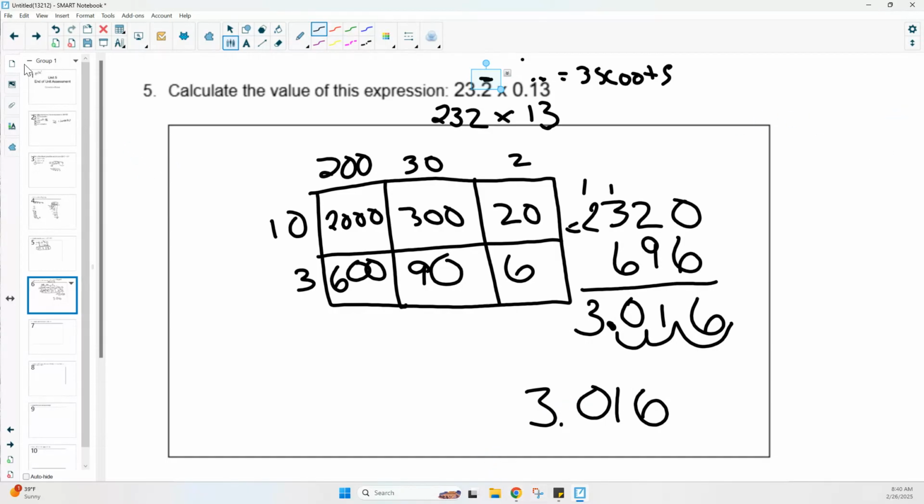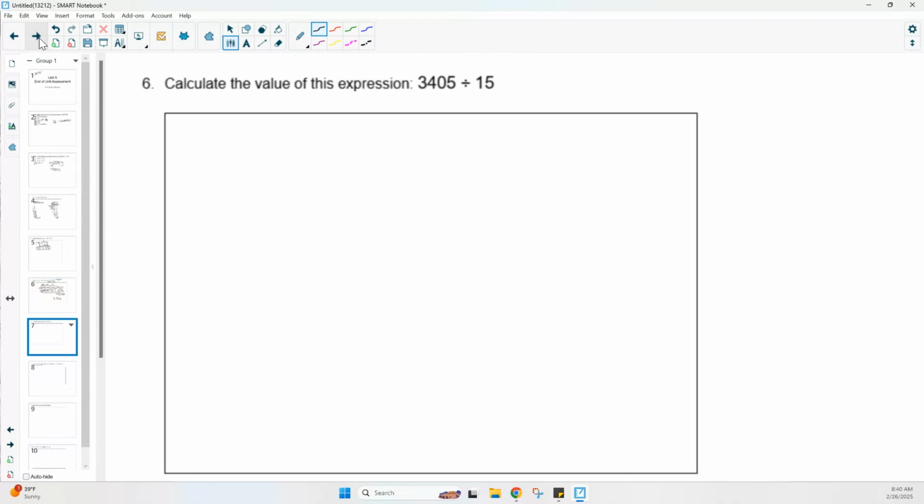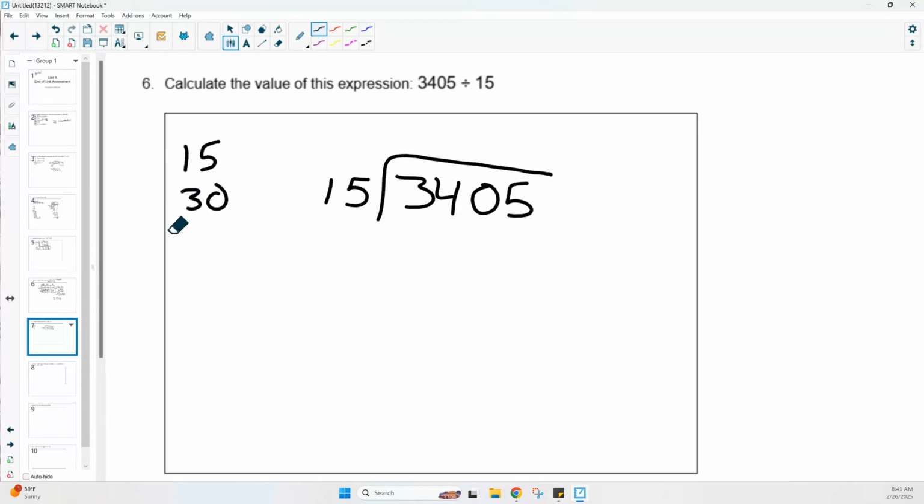All right, let's keep going. Calculate the value of 3,405 divided by 15. Again, the first number always goes on the inside. All right, now let's calculate. I'm going to write some multiples of 15 over on the side. 45, 60, 75, 90, 105, 120. I don't know if we'll need more than that. If we do, we'll add them in.